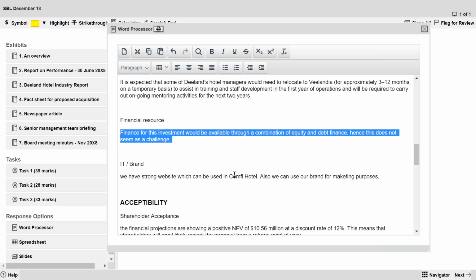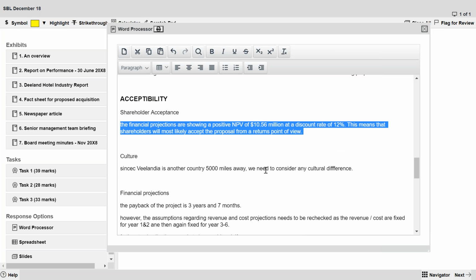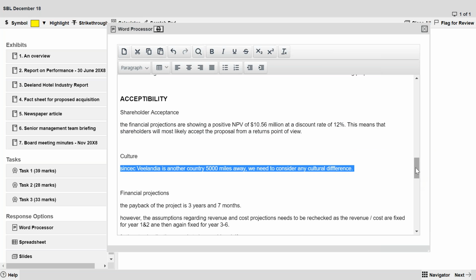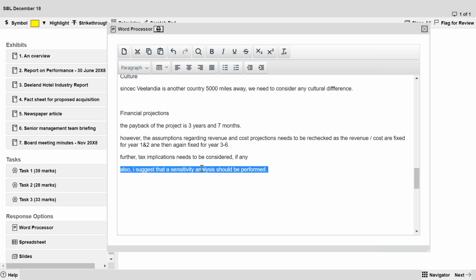6 points, 7 points, 8 points, 9 points, 10 points, 11 points, 12 points. Okay, let's say I've given 12 points. Approximately 12 to 13 points I have mentioned. Okay.